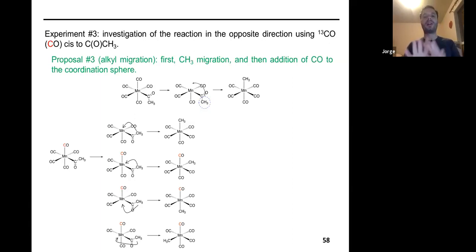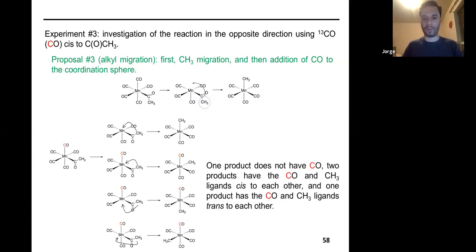Okay, so now let's take a look at all the products predicted by the proposal number 3. First one has no labeled carbon monoxide in the structure. Second one has labeled carbon monoxide cis to the CH3 group, as well the fourth. But the third one has labeled carbon monoxide trans to the CH3 group.